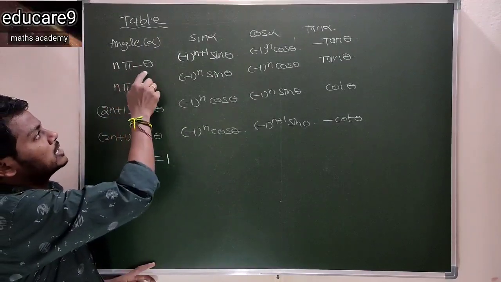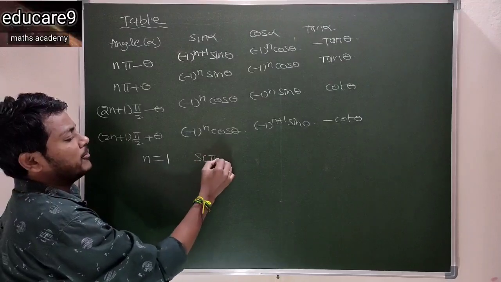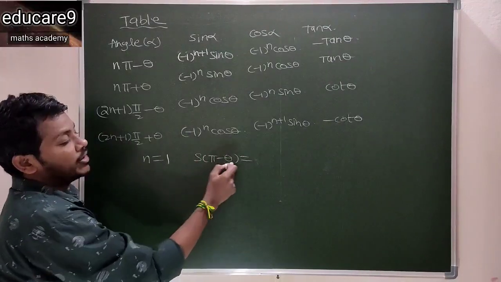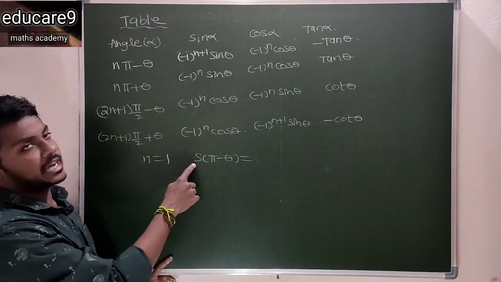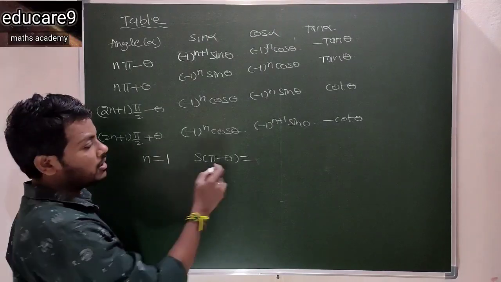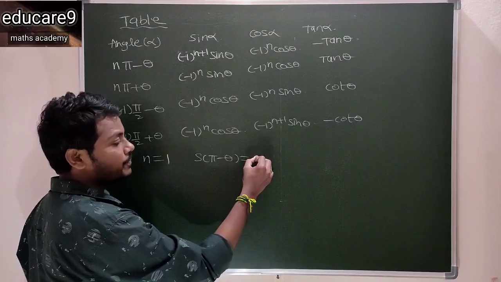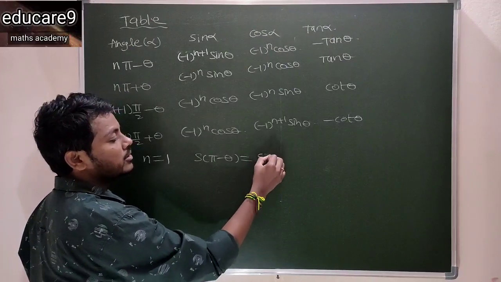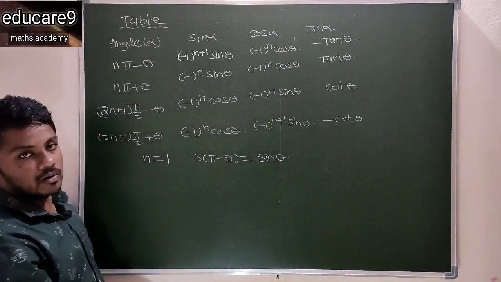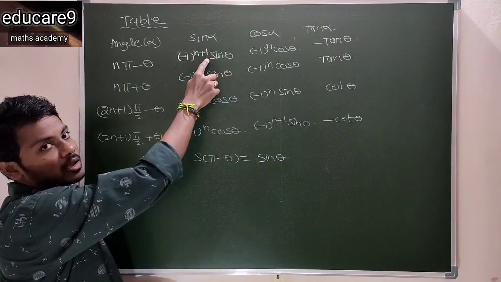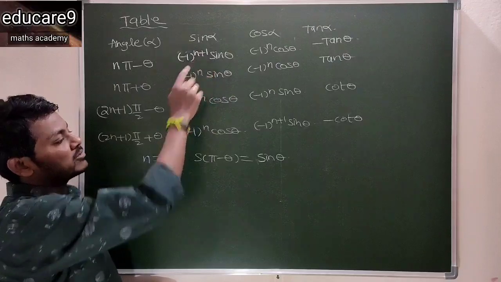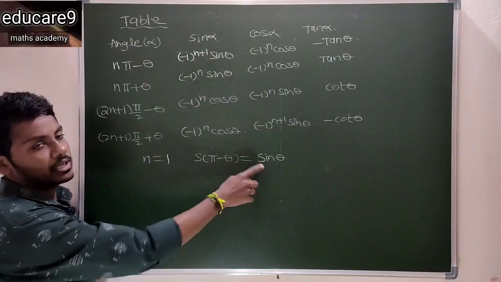So see here, for example, n is equal to 1. You will get pi minus theta. So sine of (pi minus theta). So 180 minus theta lies in the second quadrant. In the second quadrant, sine is positive. Okay. So you will get positive sine only. Next, you will get sine theta. See here, minus 1 power (1 plus 1). 1 plus 1 is 2. Minus 1 power 2 sine theta is sine theta.